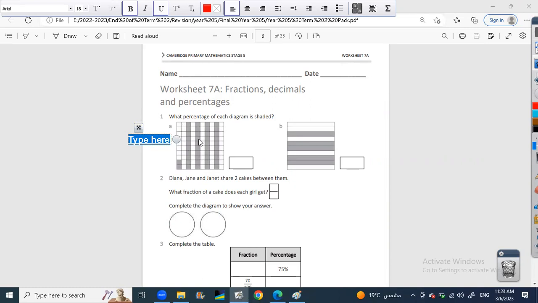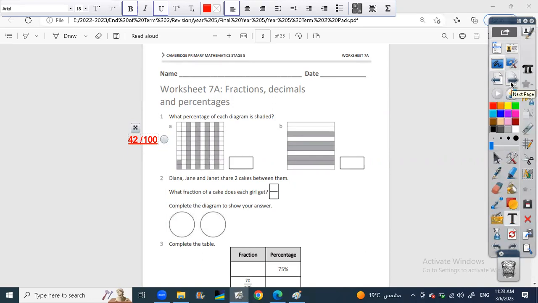What fraction is shaded? Here, we know that this is a 10, 20, 30, 42. So it is 42 over 100. 42 over 100, which is gonna be what as a percentage? Don't forget that they want the percentage, they don't want it as a fraction. It's going to be 42%. So this is 42%. All right, I'm not going to continue from here.